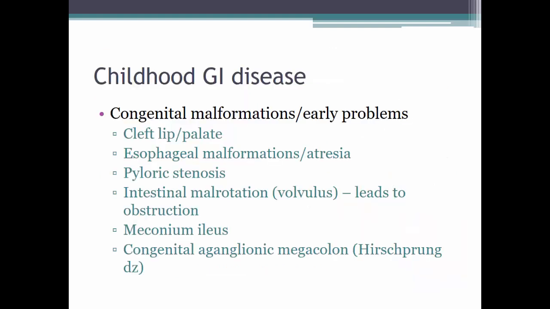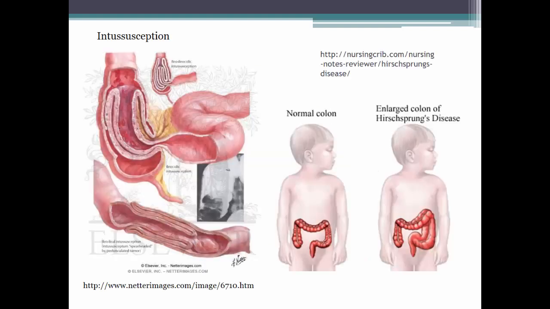Now let's talk briefly about pediatric abnormalities. The majority and more common are cleft lip or palate, esophageal atresia or pyloric stenosis, intestinal malrotation, meconium ileus, Hirschsprung disease. We're going to basically discuss a few of them.